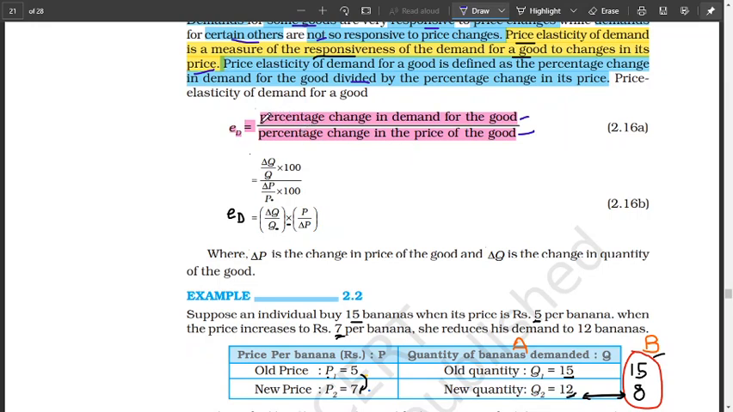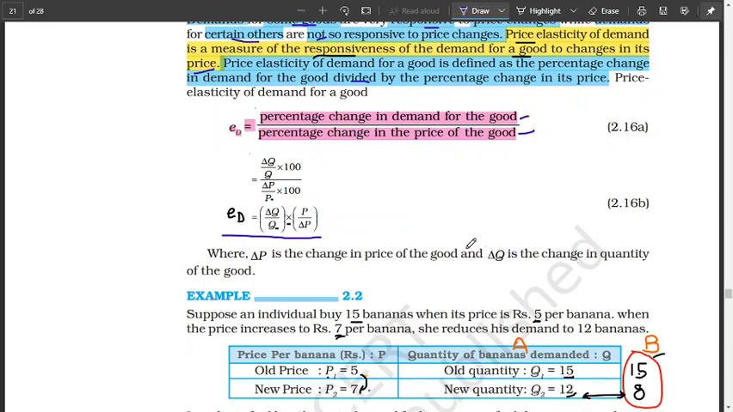You can also denote the percentage change in demand as delta Q by Q into 100. Delta is change, and into 100 means percentage, divided by the percentage change in price. Percentage change in price is delta P by P, where delta P is the change in price and P is the original price. All this equation can be rewritten as delta Q by Q, and the division you simplify as multiplication. The P will go up and delta P will go down. This is the formula for price elasticity of demand with the percentage method.